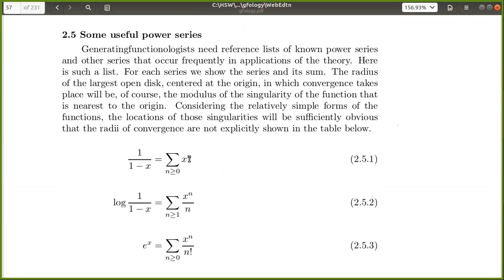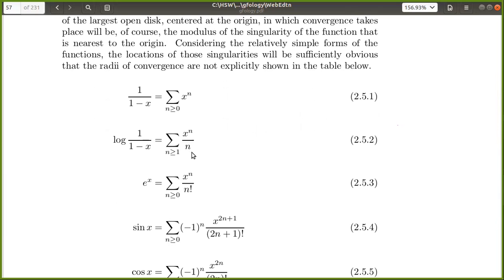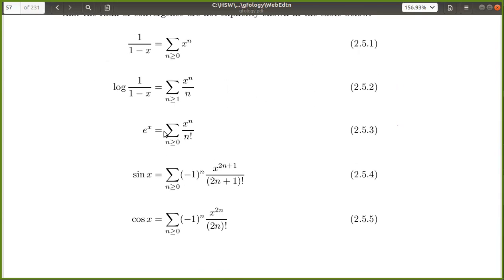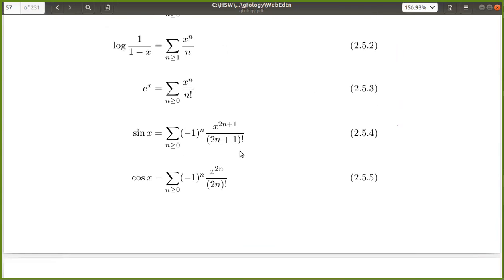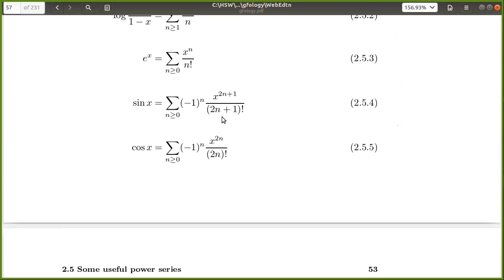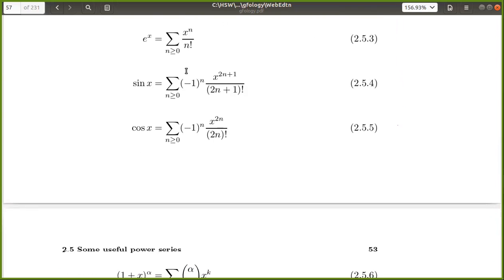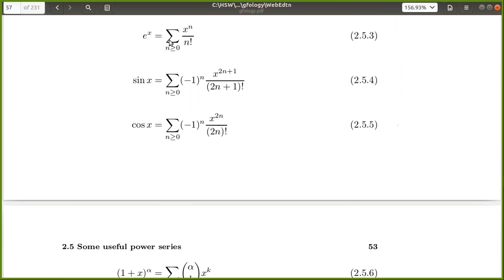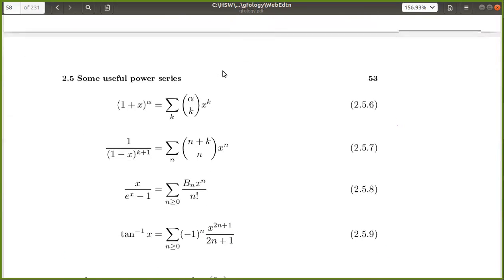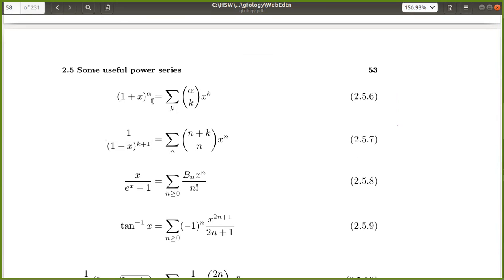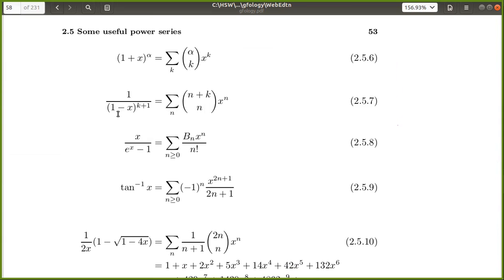Everyone knows summation x^n is nothing but 1 upon 1 minus x. Summation x^n over n is log of 1 over 1 minus x. e^x is summation x^n over n factorial. Sine x is this particular value: all the odd terms with alternating signs. Cos x, you collect all the even powers with alternating signs. This is the basic binomial expansion, which we have already done in our course. This is an expansion of this.